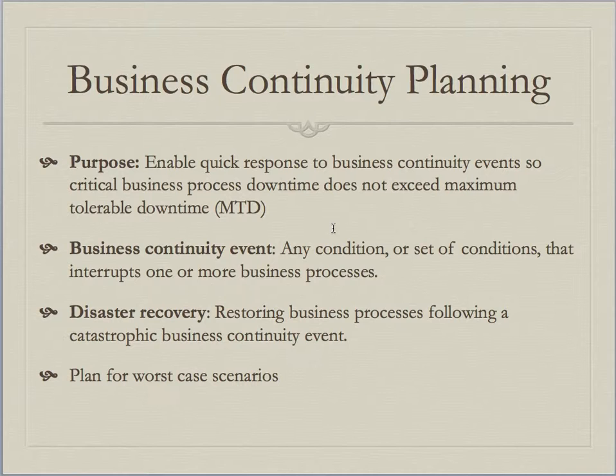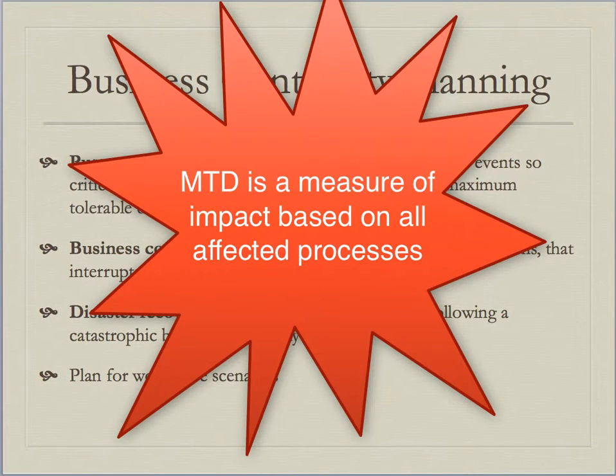So whenever you're looking at business continuity planning and you're looking at business impact, it's important to look at all affected processes when you're planning to recover the target process. So your maximum tolerable downtime is not just based on how long it takes to get that process back up, but how long can the other processes be without what they need before the business experiences irreparable damage?